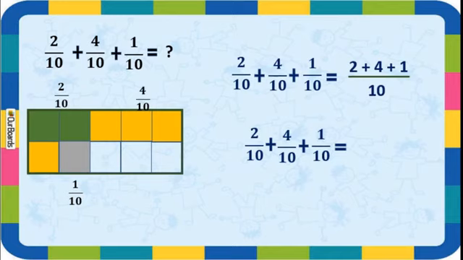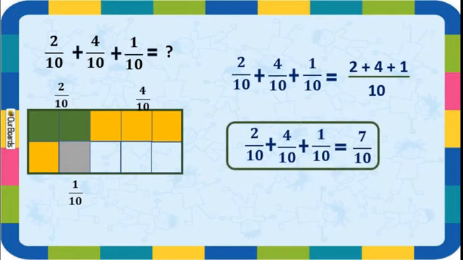Here also you count the colored parts. 2 parts are colored in green, 4 parts are colored in orange and 1 part is colored in grey. So altogether there are 7 colored parts out of 10. So our answer is 7 upon 10. Got this, students?